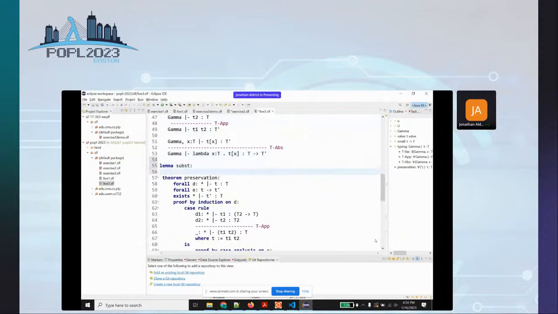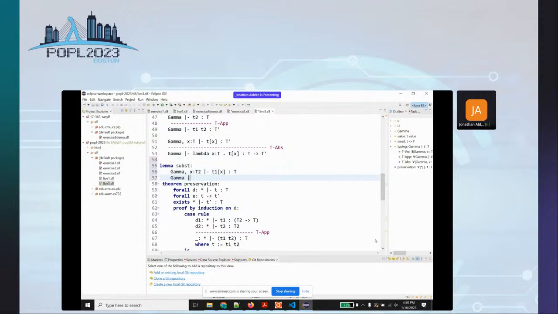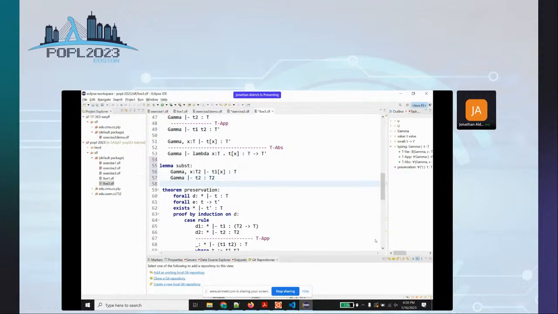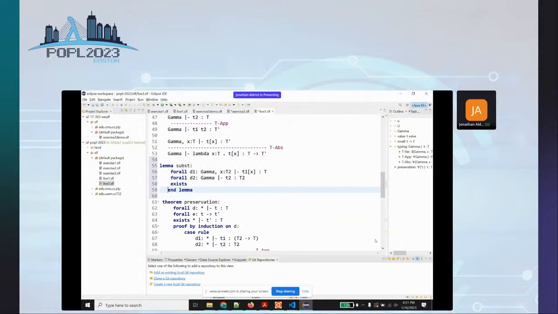Lemma subst is going to take a gamma with an extra argument, x of type T2, let's say. T1 of x is type T. And then we have another thing, T2 of type T2. So for all D1 and for all D2, exists what? What does the substitution lemma tell us with this? So we have in a context with extra context, x has type T2, T1 of x is type T, and then we have some T2 that has type T2.